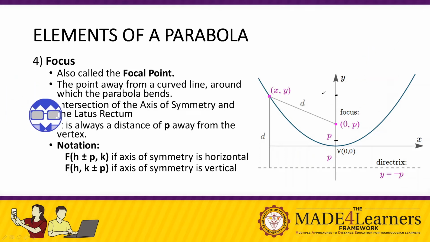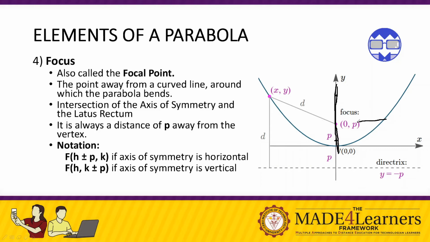The next is the intersection of the axis of symmetry and the latus rectum. We have now the word latus rectum. We are going to discuss this one later, but we just need to take note that it's an intersection of the latus rectum and the axis of symmetry. Again, in this scenario, our axis of symmetry is this black line here, and the latus rectum is the line that passes through the focus, and it's always perpendicular to the axis of symmetry. So that's the latus rectum.